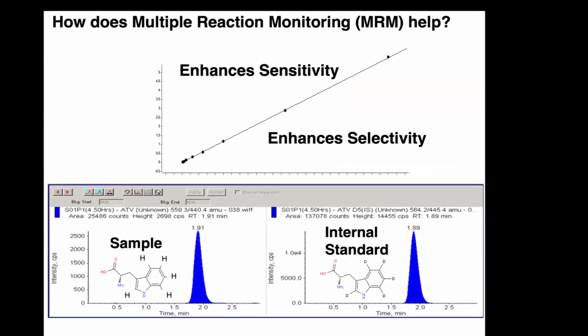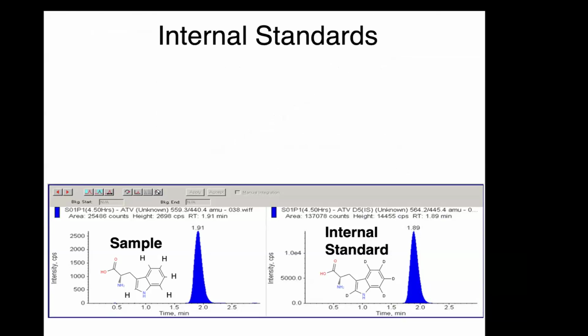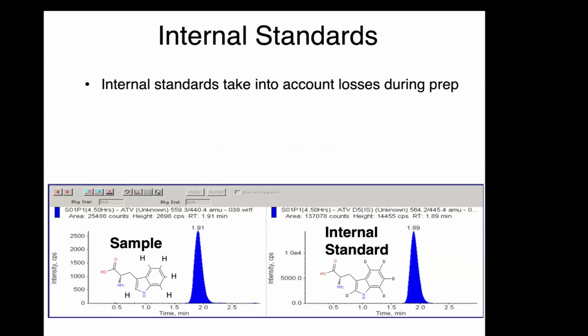Since we're talking about biological samples here, we have to do some type of extraction first before we can introduce them to the instruments. No extraction procedure is going to be 100% efficient, so we take this into account by the addition of internal standards. An internal standard takes into account losses during prep. We want to make sure that this compound is not present endogenously in the samples we're analyzing, because that can introduce error as well.